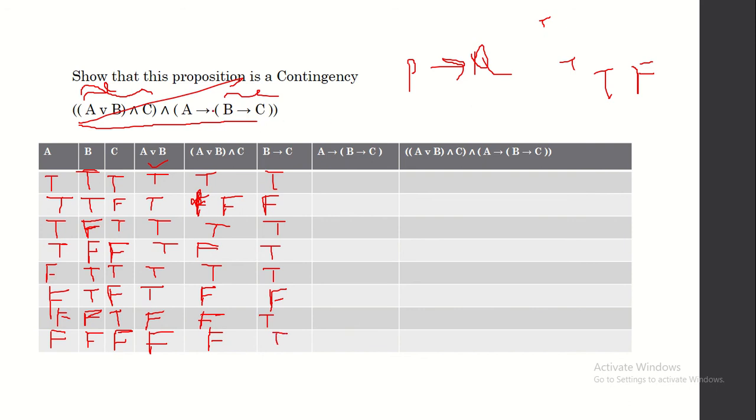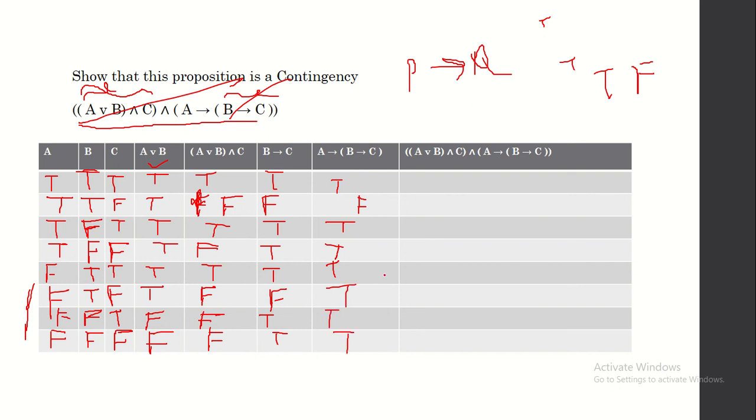Now we are done with this. Now let's compute A implies (B implies C). A is true, B implies C is true, so true. A is true but B implies C is false, so this is false. After that, this is true, this is true. For the last four, A is false, so this will automatically become true.